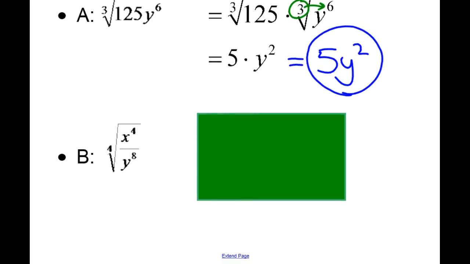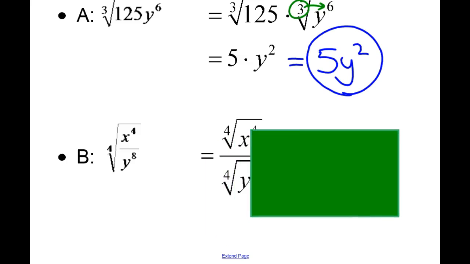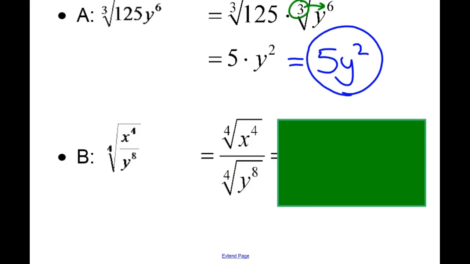Looking at example B, you can see I'm taking the 4th root of that fraction. And like we had practiced with numbers before, I don't know what x to the 4th divided by y to the 8th really is. So I can give the numerator and the denominator its own radical symbol. And when I go ahead and do that, I can look then at how 4 goes into 4, which would be rewritten as x to the 4 over 4th power.